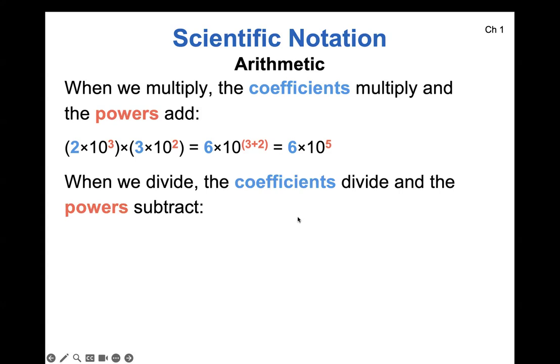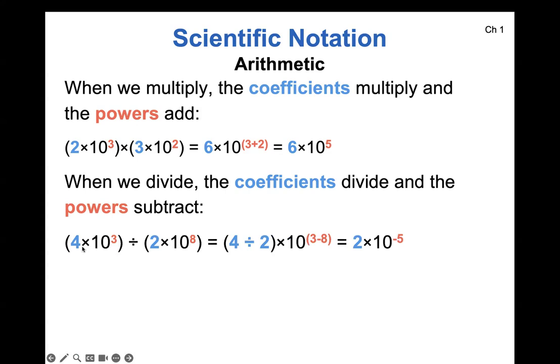If you divide, well, then you subtract the powers. Okay. So you divide two scientific notation expressions. You do normal division for the coefficients, just like with any old number. And then with the powers of 10, you subtract. So for example, 4 times 10 to the 3 divided by 2 times 10 to the 8 becomes 4 divided by 2, which gives us the final coefficient of 2, and then a power of 10 raised to the 3 minus 8, or 10 to the negative 5. So our answer is less than 1. Okay? Any questions on that?